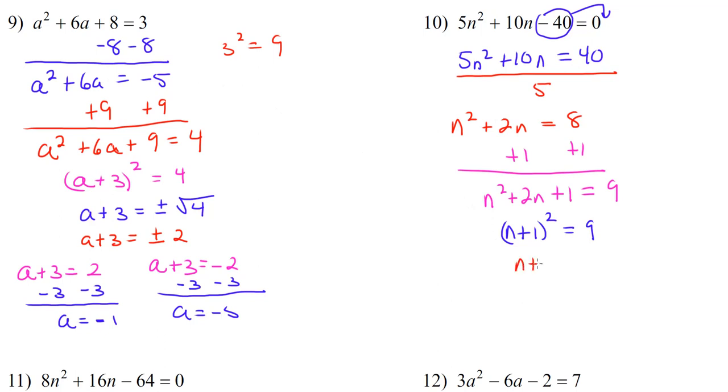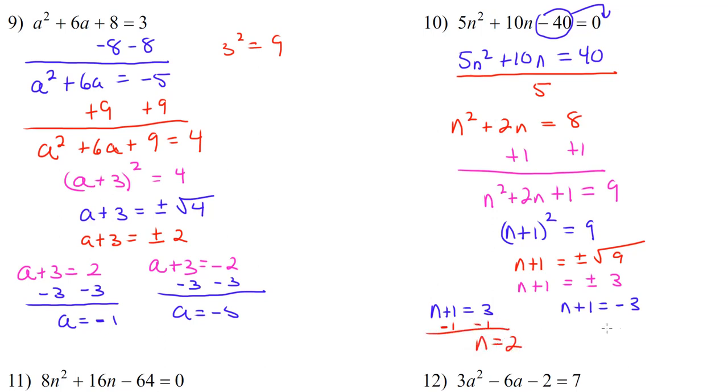So n plus 1 equals positive or negative radical 9. We know the square root of 9 is 3. So n plus 1 equals positive or negative 3. And we write our two equations. So n plus 1 equals positive 3, and n plus 1 equals negative 3. And then when we subtract 1 to solve, we get n equals 2 and n equals negative 4.